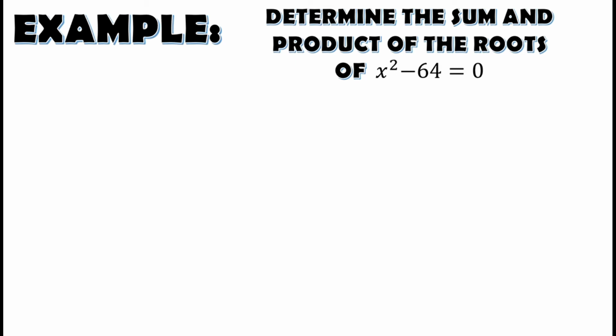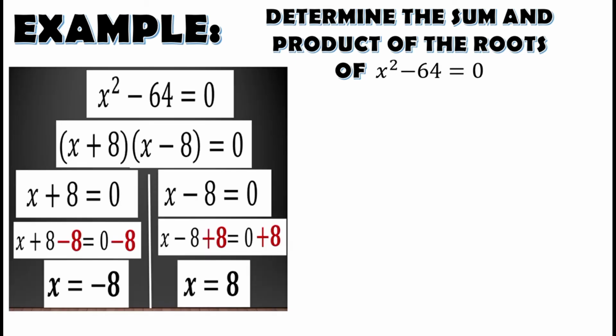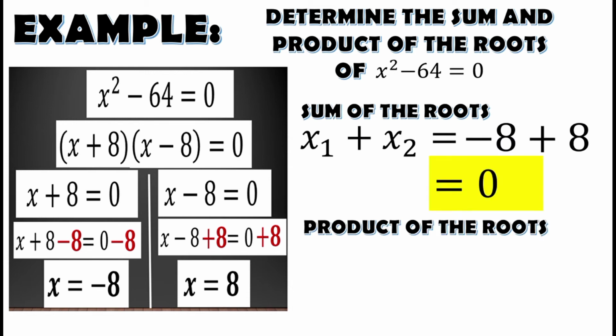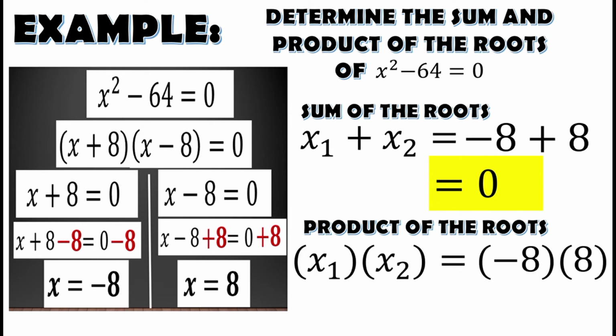Let's have the second one. Determine the sum and product of the roots of x squared minus 64 equals 0. Again, this is done by factoring, and we obtained that the solutions are negative 8 and positive 8. Here, the sum of the roots would be negative 8 plus 8, which is equal to 0. While the product of the roots is negative 8 times 8, and that is negative 64.